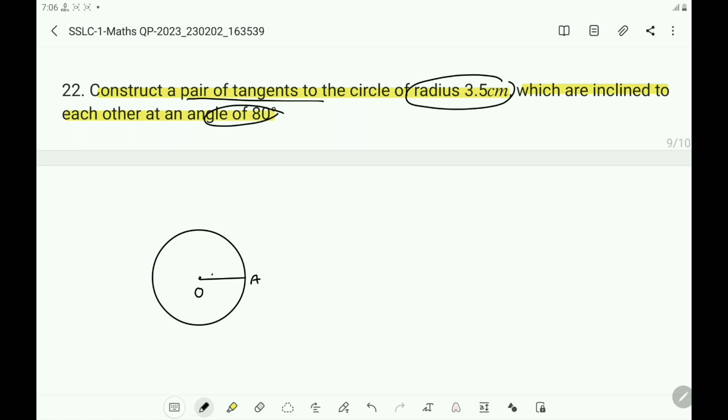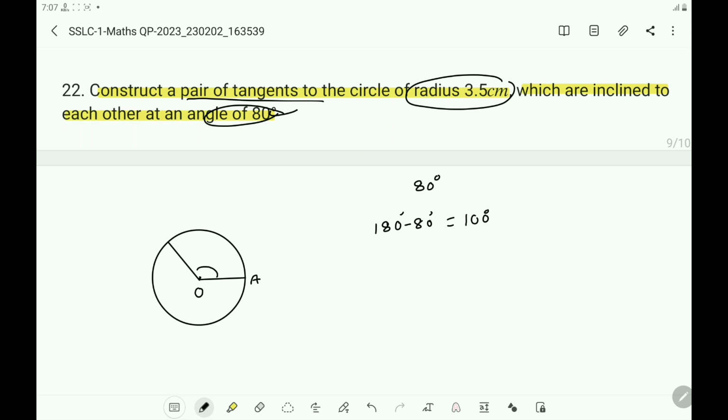Here we have to take another radius at a particular angle. What is that particular angle? The angle between the tangents is 80 degrees. So what is the angle between the radii at the center? That is 180 minus 80 degrees, which equals 100 degrees, and here you construct a 100 degree angle. You know the method of constructing the angle.